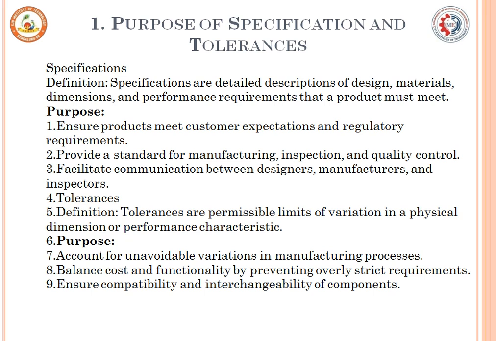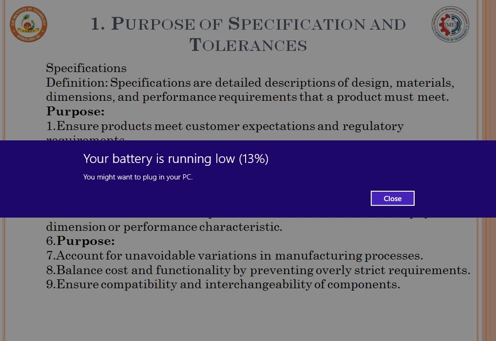Balance cost and functionality by preventing overly strict requirements. So what we do is balance the cost, and also functionality must happen in the minimum time. So there must be a strict requirement as per the plan. Further, compatibility and interchangeability of components must be ensured for better output. Otherwise it is difficult to maintain the quality of the product. So by maintaining the purpose of specification and tolerance, this part of quality is maintained inside the organization. Otherwise it is difficult to achieve.